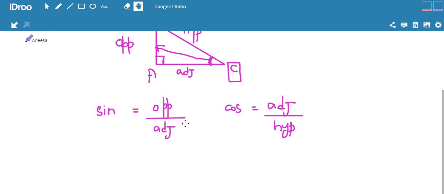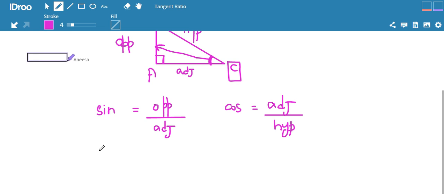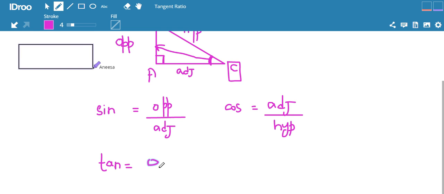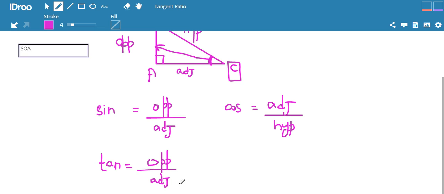And then the next thing we got is tangent. Tangent we have is opposite over base. Your base is also adjacent, you call it adjacent. Yeah, SOHCAHTOA, you can say that, SOHCAHTOA.